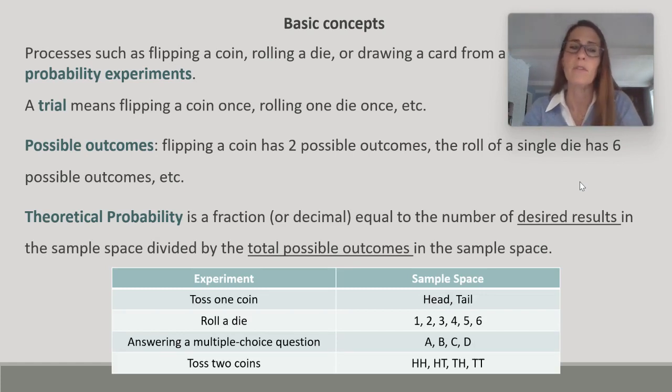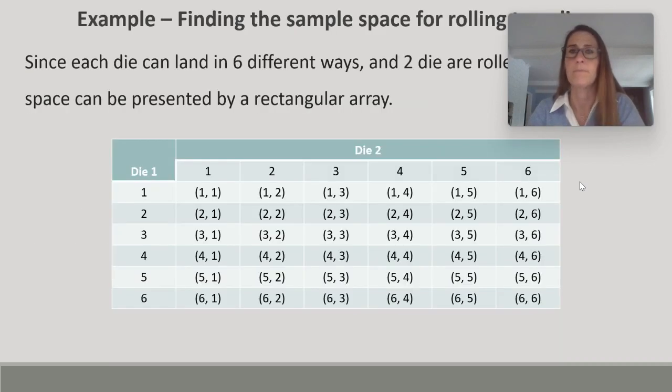So here are a few examples. If the experiment is tossing one coin, your sample space is heads or tails. Rolling a die, the sides 1 through 6. Answering a multiple choice question, maybe the choices are A, B, C, or D. And then tossing 2 coins, your sample space would be HH, HT, TH, TT. So we're going to see a few more examples, but we often list every option out when we write down the sample space because then that helps us figure out theoretical probabilities.